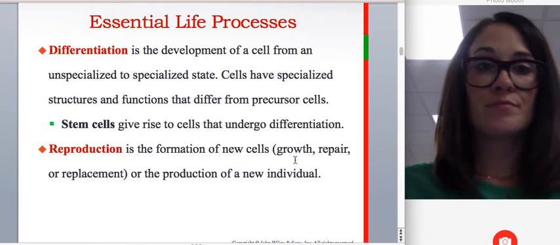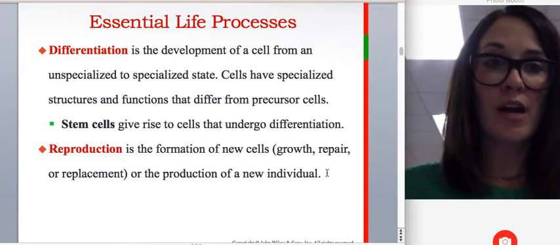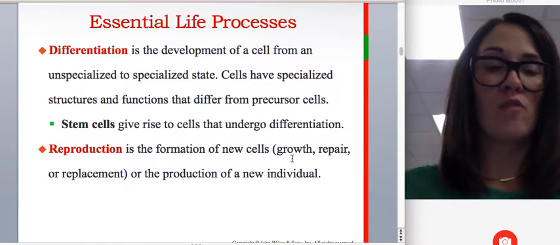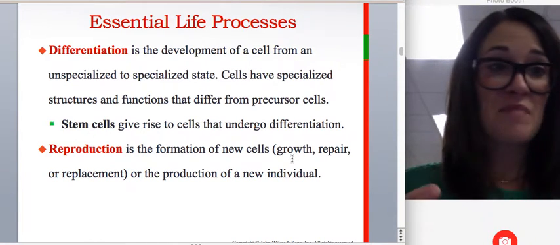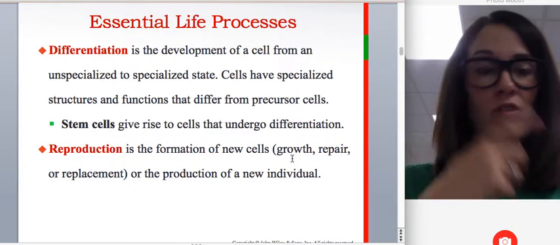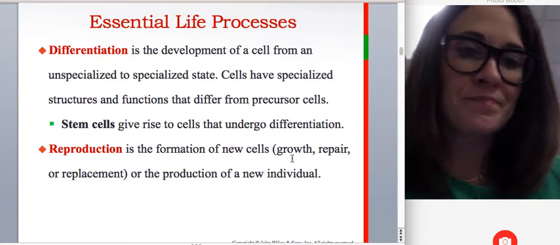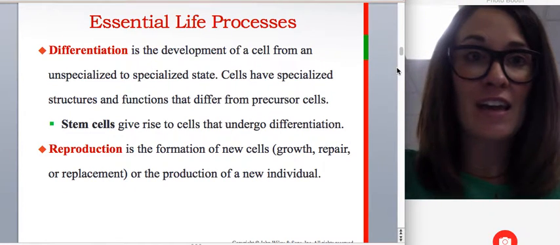And then reproduction. Yes, it means to produce a new individual, but reproduction also means growth, repair, replacement. We're constantly making red blood cells. That would be reproduction. Or if we break a bone, your body repairs it. That would be reproduction. And that is the end of part 1.